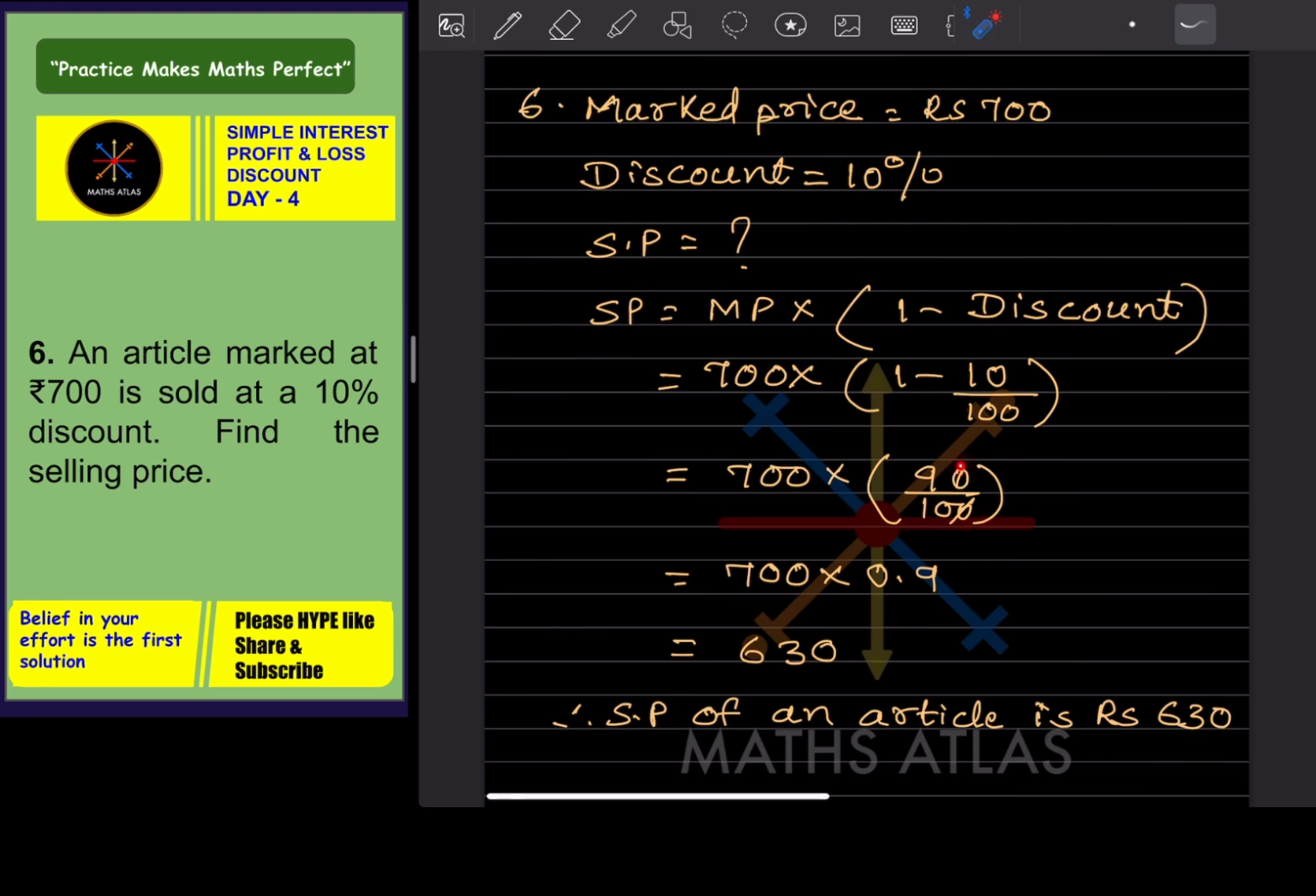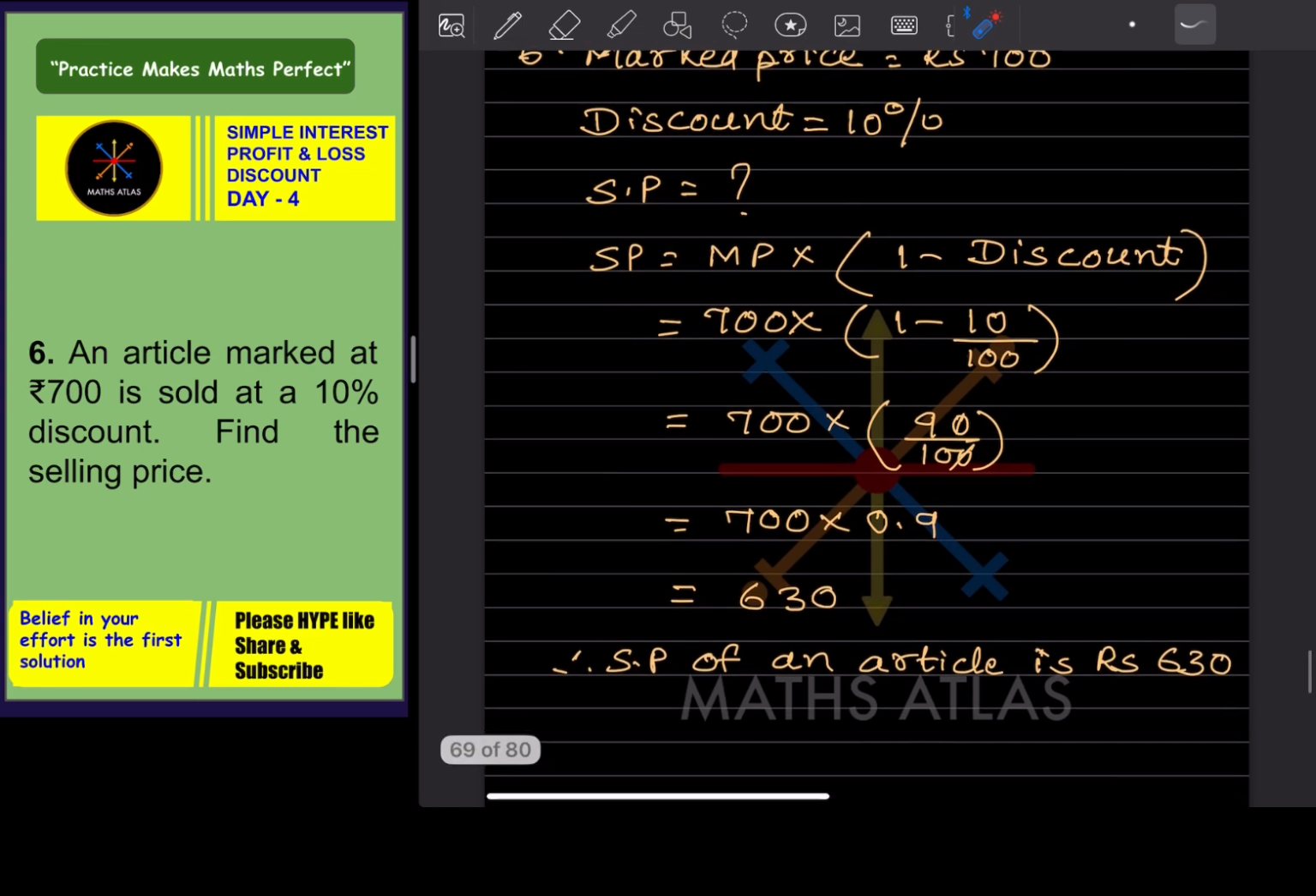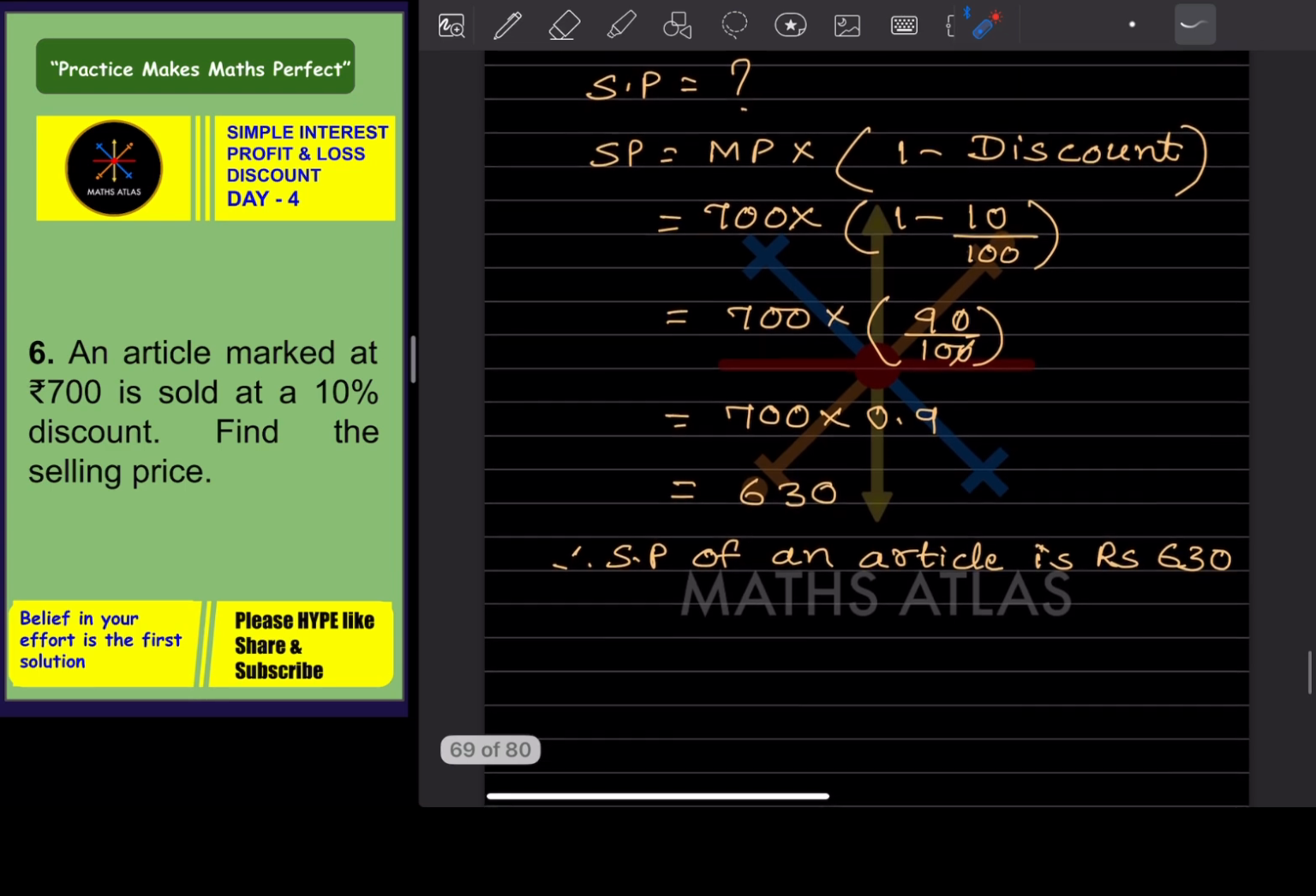So here we can cancel out this and this. Or we can cancel out this and this as well. It's up to you, we can do it anyway. So 9 divided by 10 is going to be 0.9. After multiplying this, we get 630. So we can say the selling price of the article is rupees 630.